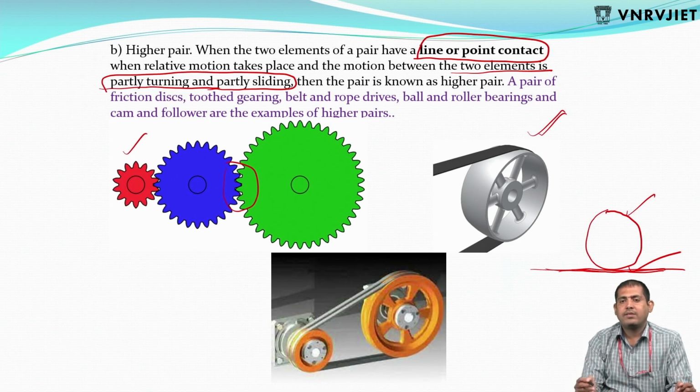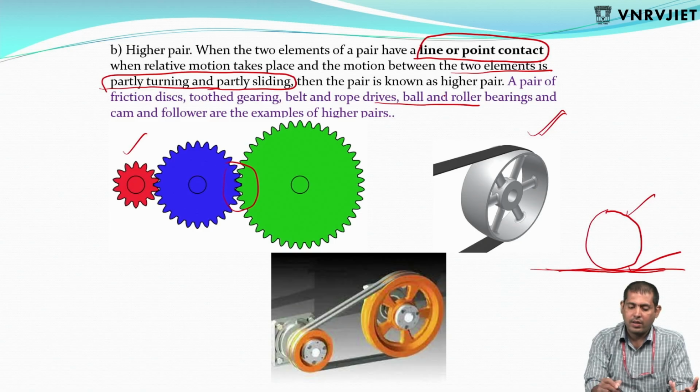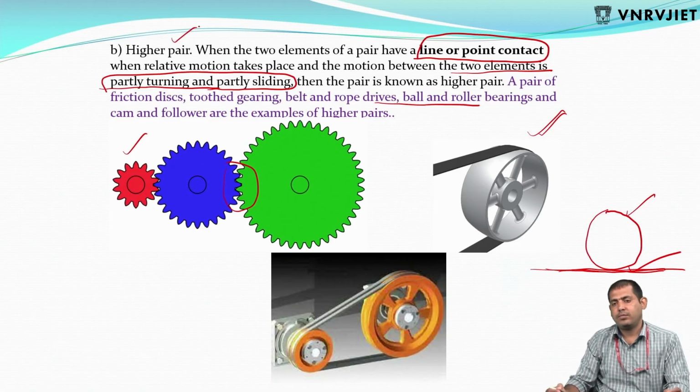Examples of higher pairs: the friction disc, which both turns as well as slides. Gear teeth, belt drives, and ball and rollers all fall under the higher pair category.